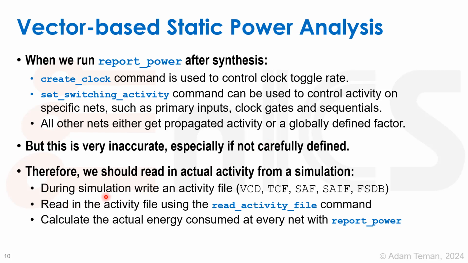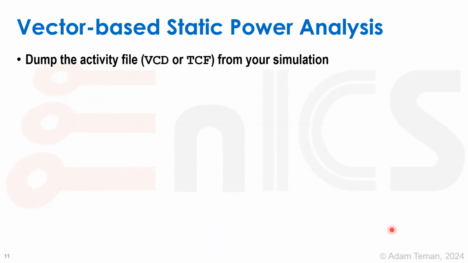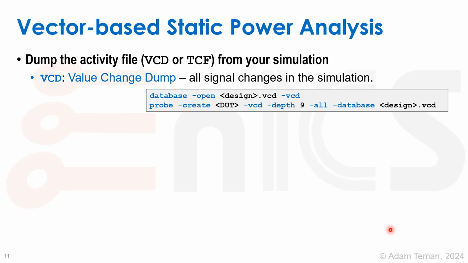So what we're going to do is, after we created this activity file, we're going to read in the activity file with the read activity file command, and then calculate the actual energy consumed in every net with report power. So again, we are going to, first of all, dump our activity file, the VCD or TCF usually, from our simulation. And so VCD is the value change dump file, and it contains all the signal changes in the simulation.